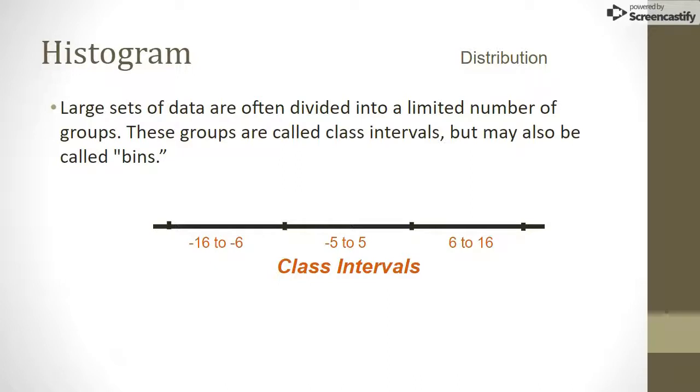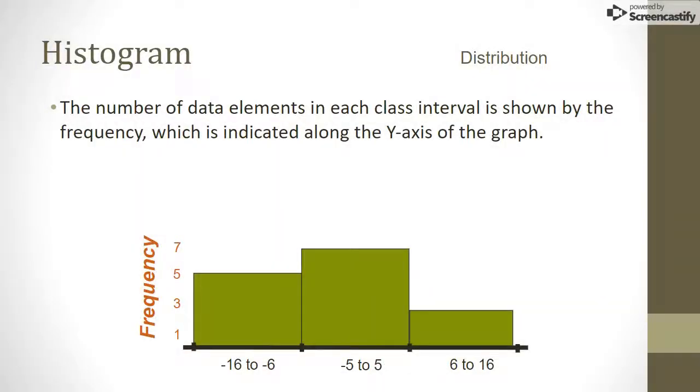Like in the frequency table, large sets of data are often divided into a limited number of groups. These groups are called class intervals, or may also be referred to as bins. The number of data elements in each class interval is shown by the frequency, which is indicated along the y-axis of the graph.